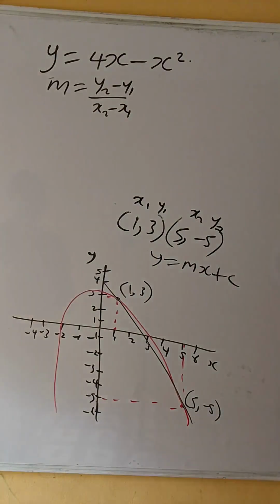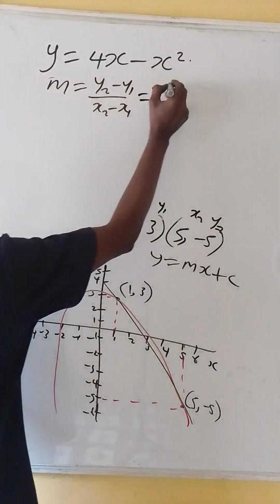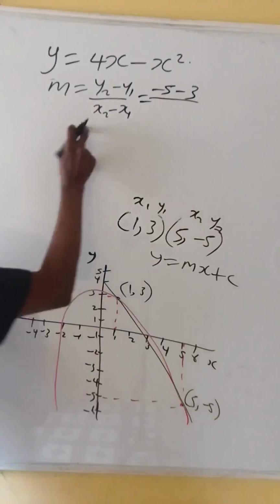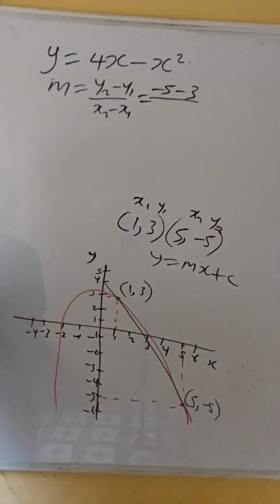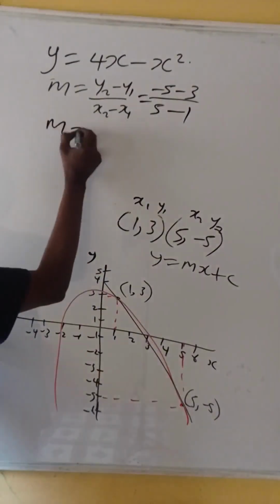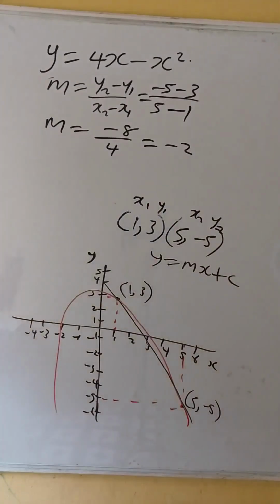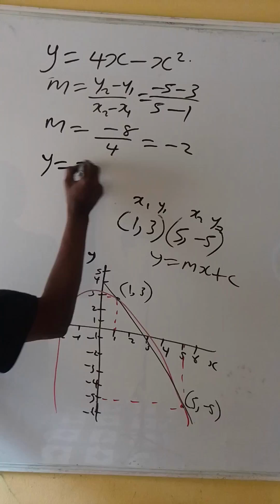Over x2 minus x1 equals y2. You know what y2 is? Minus 5 minus 3. X2 is what? 5 minus 1. So my m is minus 8 over 4, minus 2. So that's my gradient.